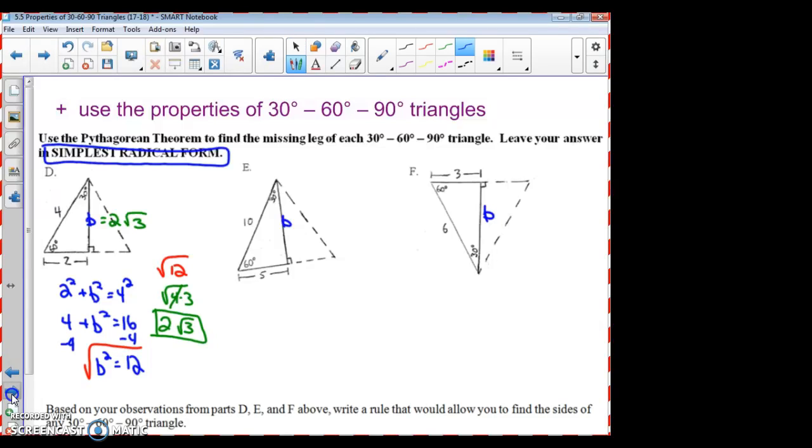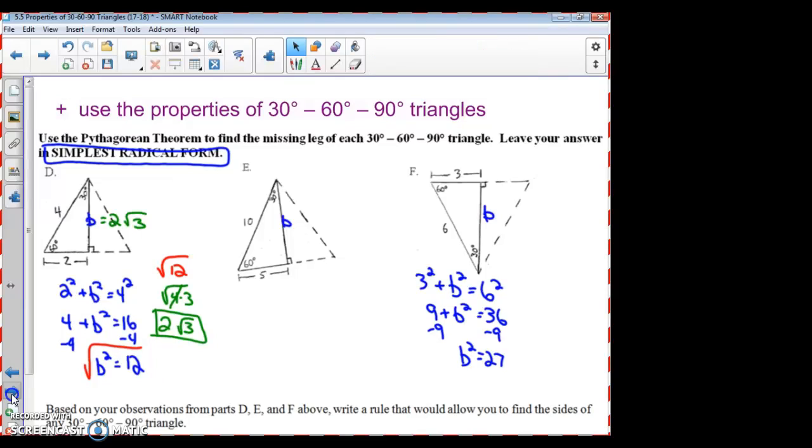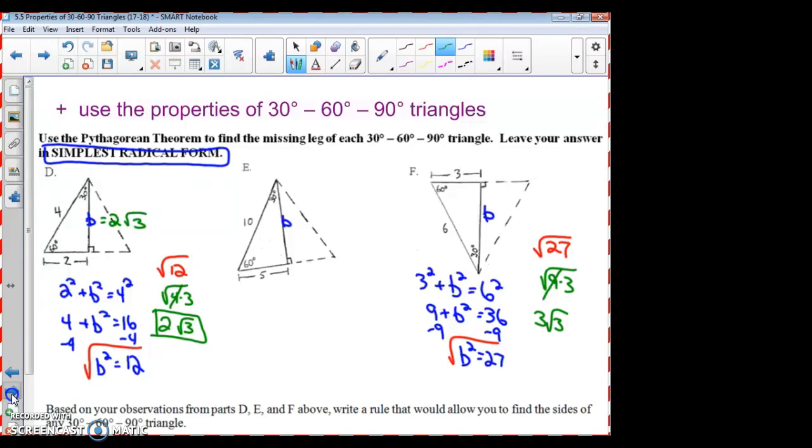If we do one more as an example, I'm going to do letter F. If we have 3 squared plus B squared equals 6 squared, 9 plus B squared equals 36, continue to solve, and B squared equals 27. To undo a square, we take the square root. Again, 27 is not a perfect square, but we know that 9 times 3 equals 27, and the square root of 9 is 3. The other 3 cannot be square rooted, and so the long leg has a length of 3 square roots of 3.